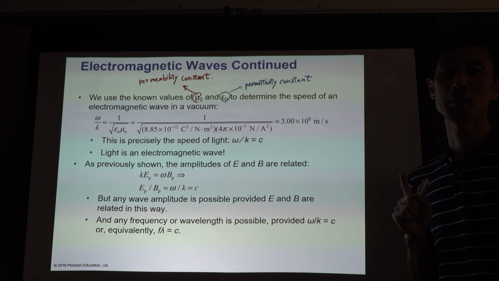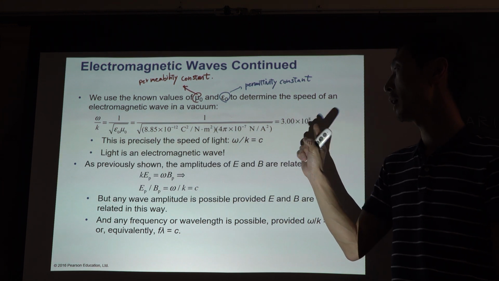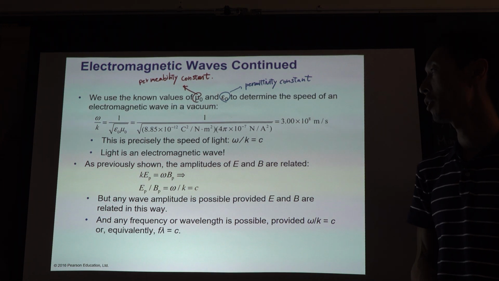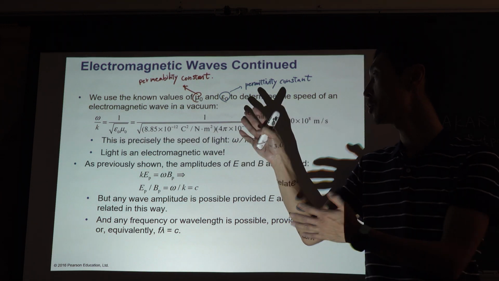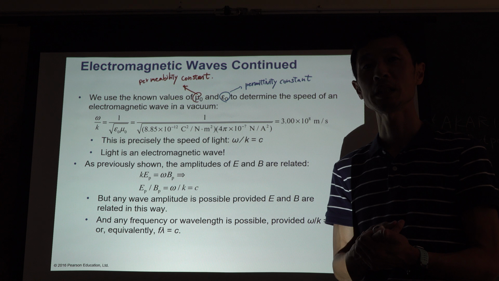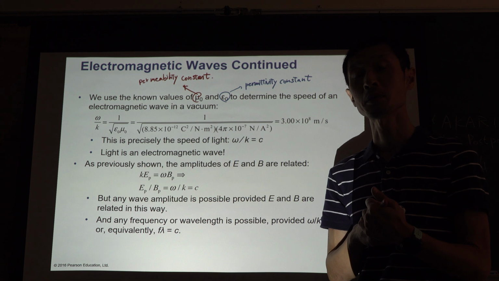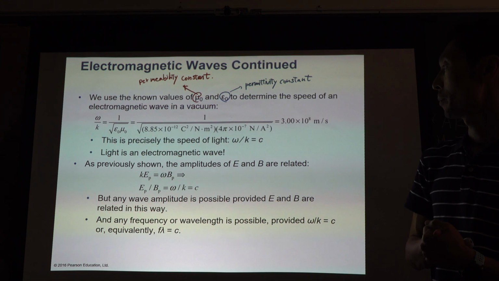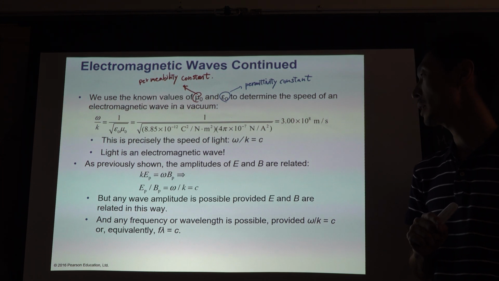Are you familiar with this number? Yes, this is the speed of light. Precisely the speed of light. So this is telling us the light we see, this projector is using light, right? This light we see every day is an electromagnetic wave described by Maxwell's equations. That's interesting, isn't it?